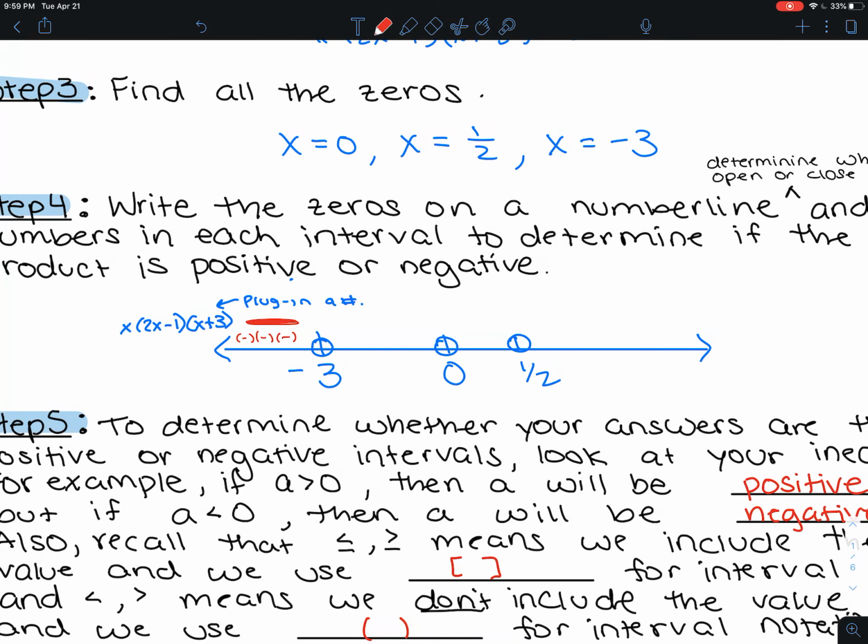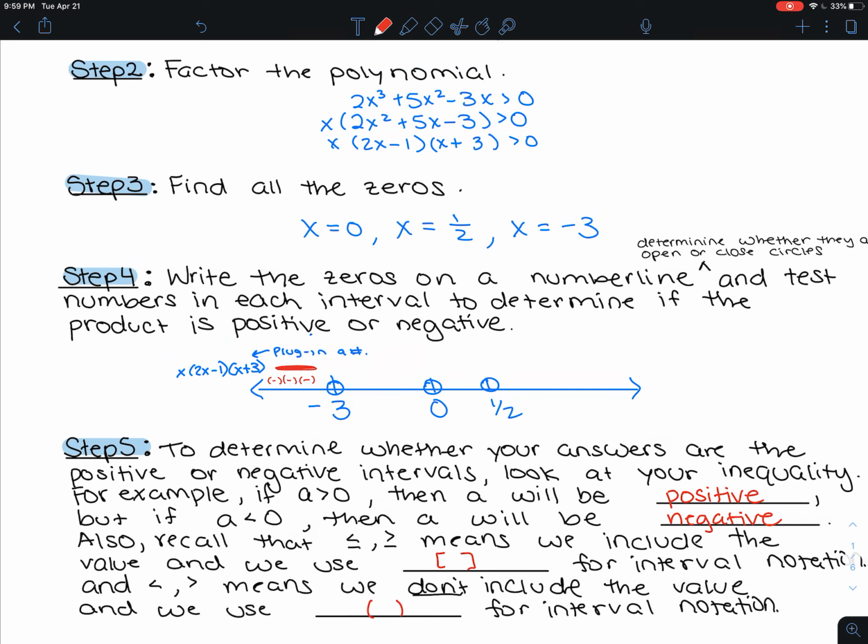Now, I can plug in numbers from each interval to determine whether I have positives or negatives, but I'm going to just use the shortcut. Hopefully you still remember the shortcut. If you don't, I'm going to go through it pretty quickly. Okay, the negative 3 came from which factor? If you said x plus 3, you are correct.